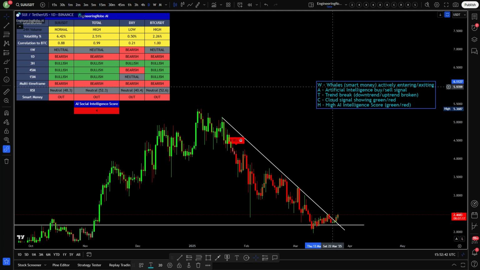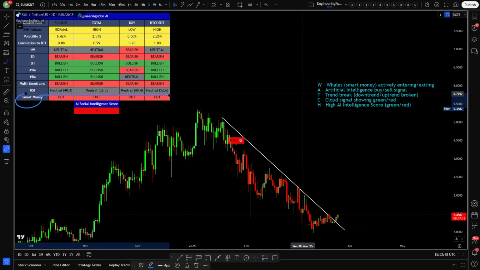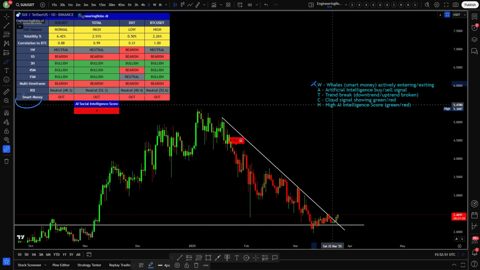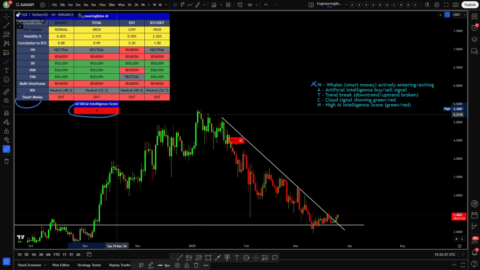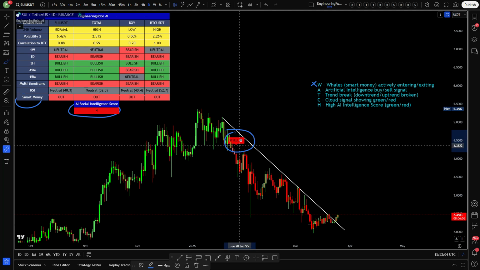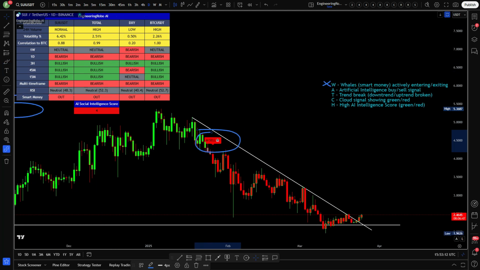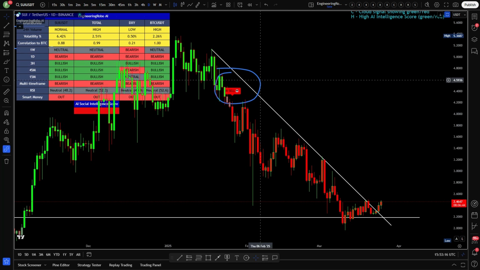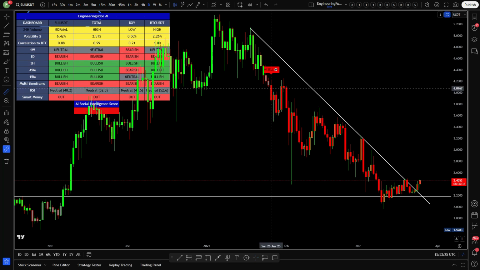The W stands for whales, whale activity, and this is denoted by smart money. We can see that smart money is currently out, so that's a cross for whales. A is the artificial intelligence buy or sell signal. Sorry, it's this one, the AI signal here. This is the artificial intelligence buy or sell signal. Currently we have an AI sell in play, and I just want to focus in on that a little bit because this is a really key signal that the indicator prints. Once it's printed, it doesn't actually change.